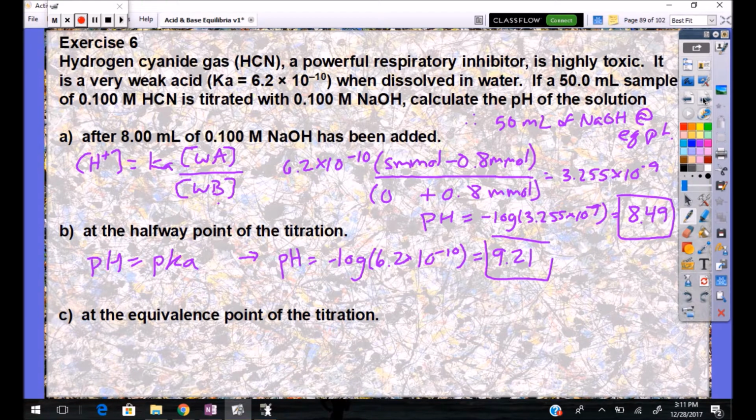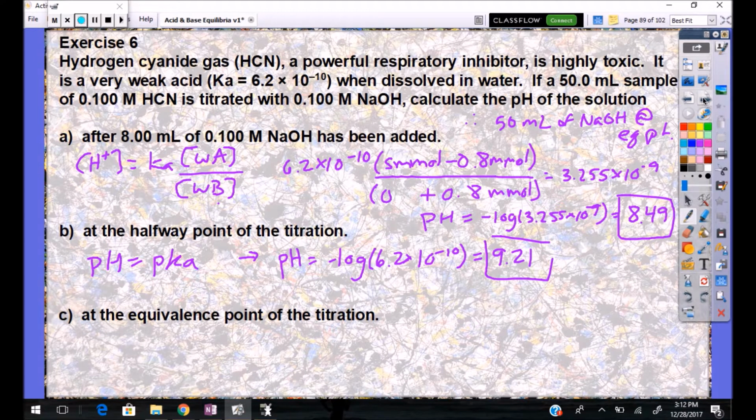My pH here, I have to use my weak acid and weak base. I know I'm starting with 5 millimoles because I have 50 milliliters of 0.1. All right, 50 times 0.1 is 5, so 5 millimoles. And I know I have no weak base to start, so that is 0. And I'm going to end up making 0.8 millimoles because 8 times 0.1 is 0.8. So minus 0.8 on the top, plus 0.8 on the bottom.